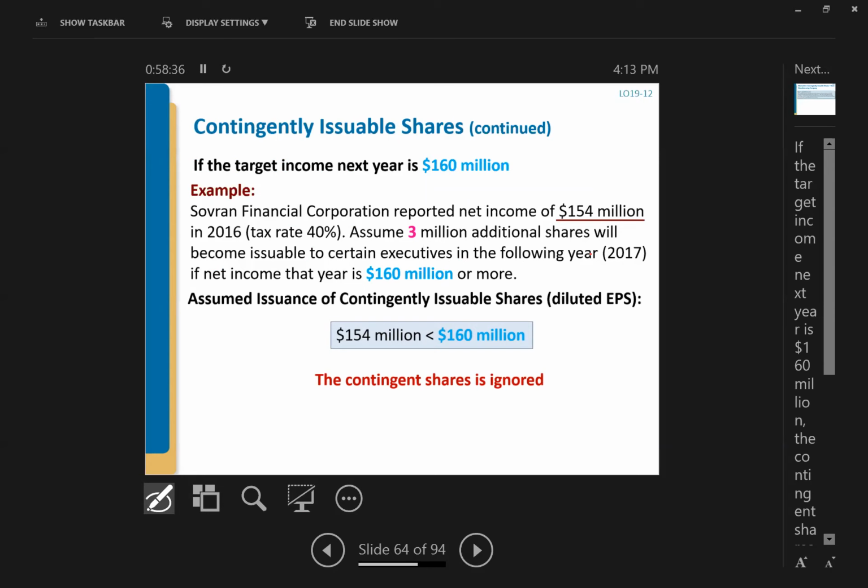If we don't exceed, all right, so our reported net income of this amount here did not meet the 160. Therefore, the contingency is just ignored.